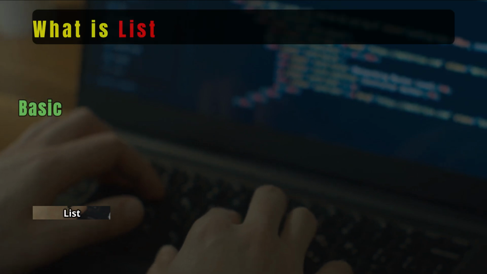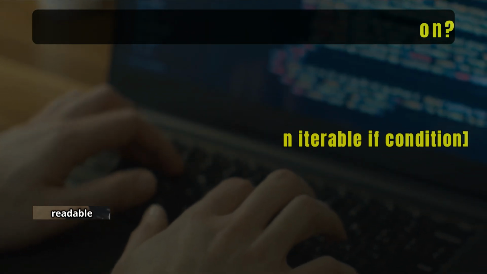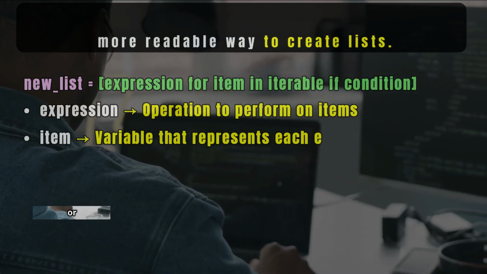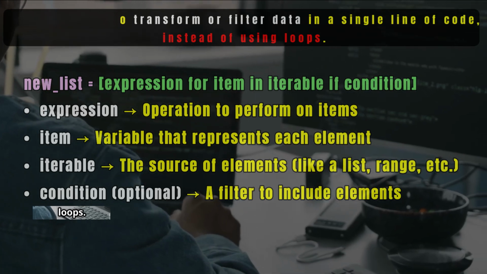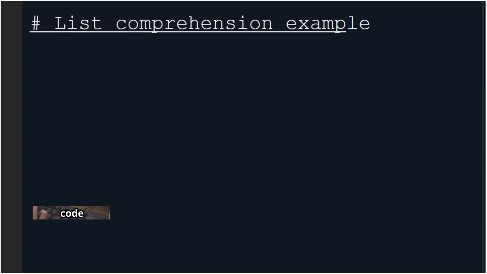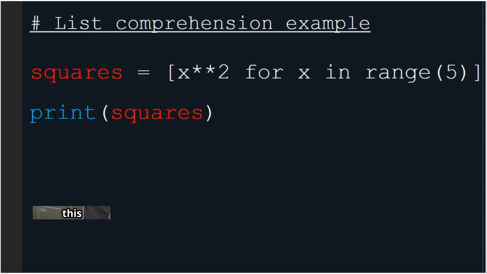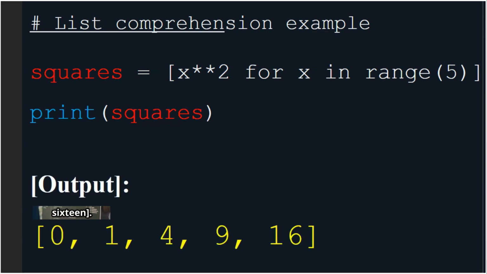List comprehensions in Python provide a shorter and more readable way to create lists. They allow you to transform or filter data in a single line of code instead of using loops. Here is an example code for list comprehensions in Python: squares = [x ** 2 for x in range(5)] print(squares). When we run this code, the output will be 0, 1, 4, 9, 16.